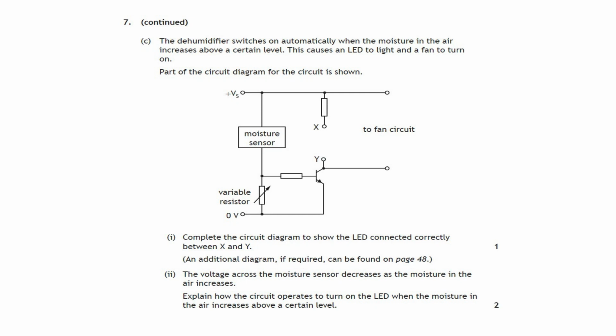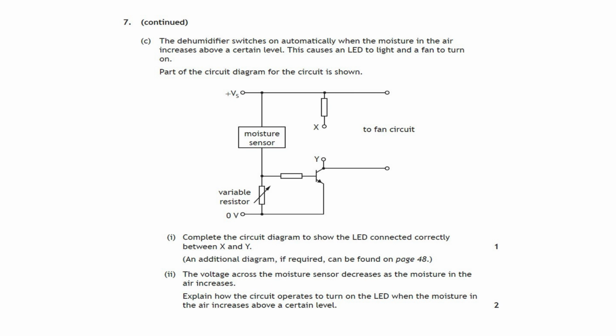Part C. The dehumidifier switches on automatically when the moisture in the air increases above a certain level. This causes an LED to light and a fan to turn on. Part of the circuit diagram for the circuit is shown below. And there we have the moisture sensor and the variable resistor that will constitute the input device. We have a transistor, that's the process device, and in this case the transistor is acting as a switch. The output device is a fan circuit and also an LED, a light emitting diode connected between X and Y. And there is our electronic circuit.